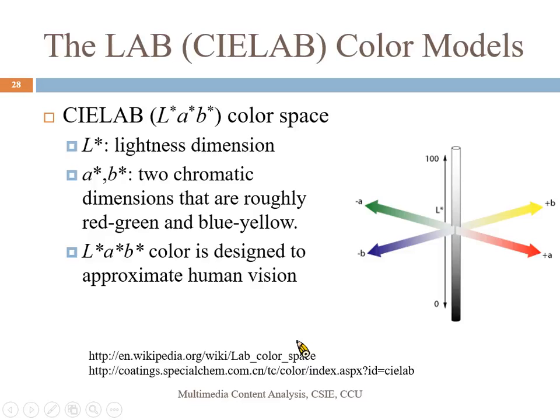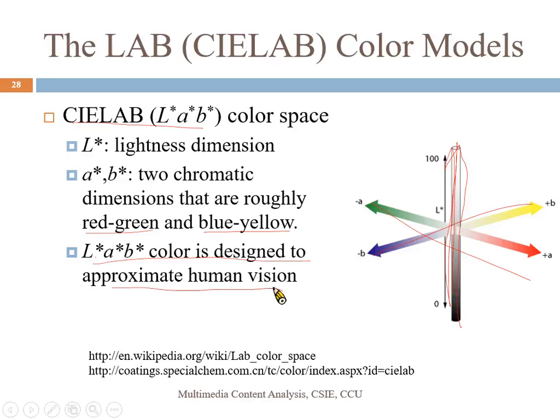Another color model that decouples luminance and color information is the LAB color space. Basically, this color space is constituted by three channels. The first one is L, which means luminance. A is basically the red-green contrast. B is basically the blue-yellow contrast. So we can use these three values to specify a color. And the LAB color space is designed to approximate human vision.